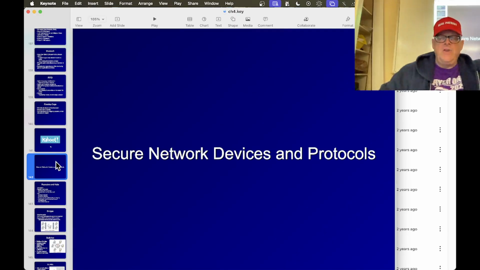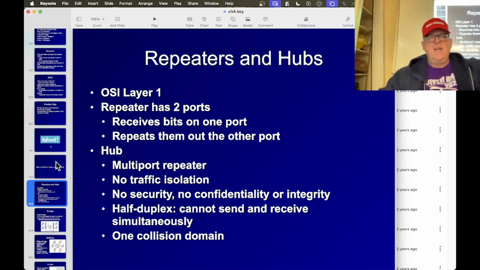So, secure network devices and protocols. At layer 1, you have cables, and repeaters work at layer 1. The repeaters just receive traffic on one port and repeat it out the other port, and the only point is to boost the signal because the electrical signal attenuates with distance.